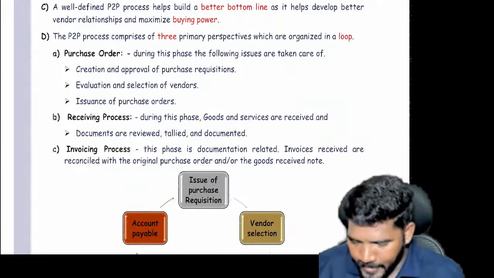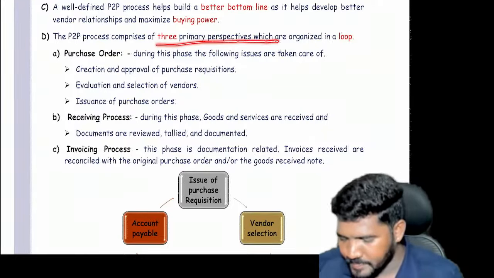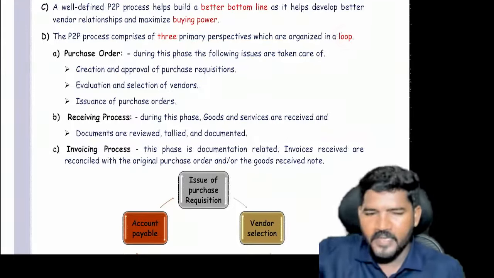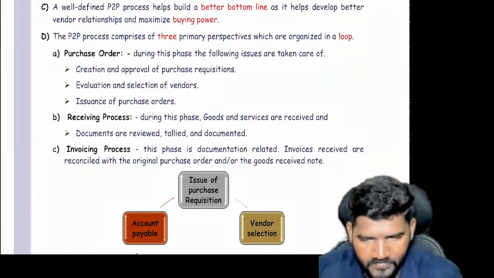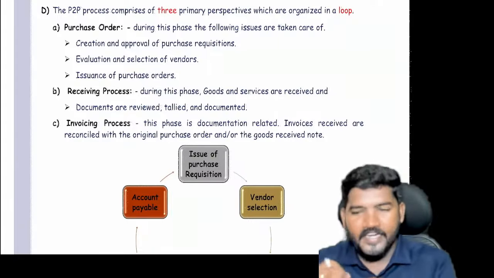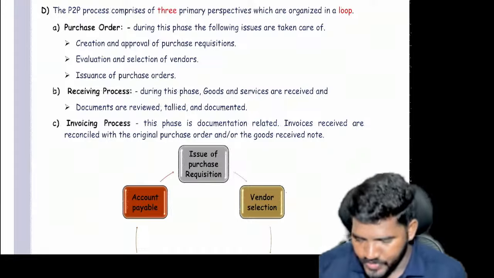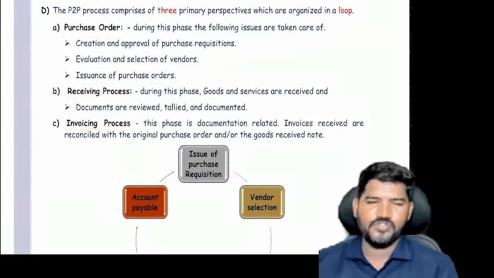Next, the P2P process comprises three primary perspectives which are organized in a loop. Loop means it will be done again and again in a circle format. That is called a loop. Now, the example I told, they will translate into three words: first, purchase order, receiving process, and invoicing process.